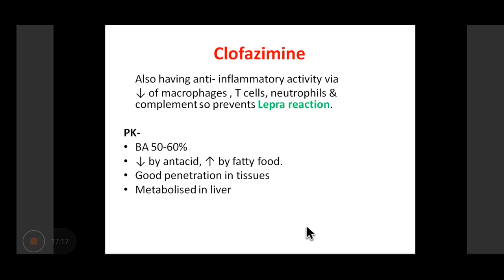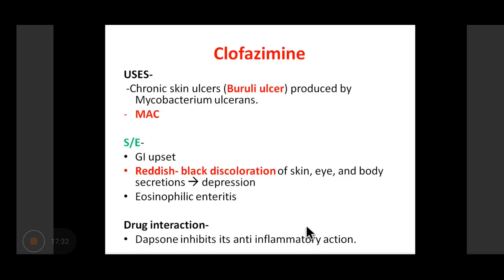So it can be taken with the milk, but nowadays we are giving a complete sachet, the MDT, just say ATT, as a fixed dose combination drug. We are supplying this to the patient. Then there is good penetration in the tissue and it metabolizes in the liver.